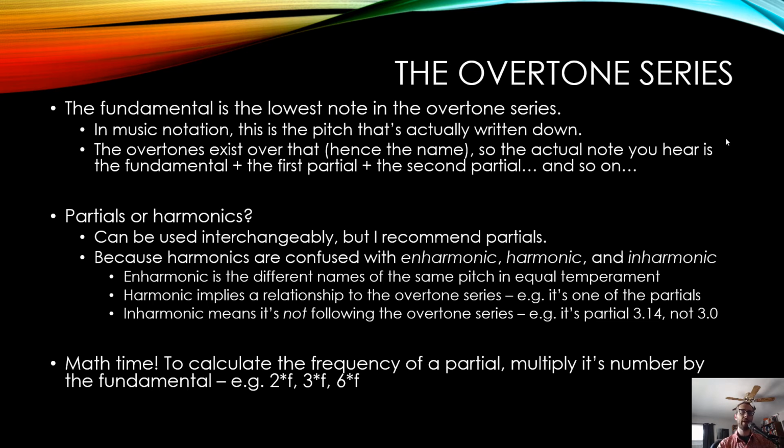So math time. Calculating the frequency of a partial is actually really easy. You take the fundamental and you multiply it by a whole number. So fundamental times 2, fundamental times 3, fundamental times 4 or 5 or 6 or whatever, but whole number multiples. That is the key.